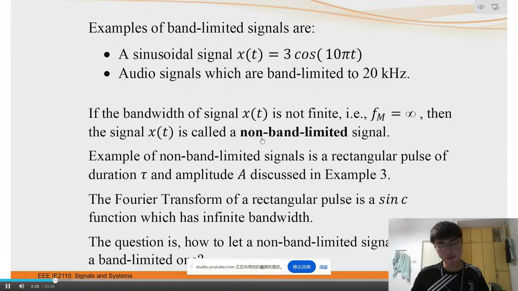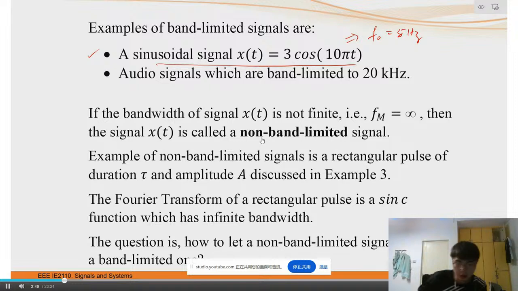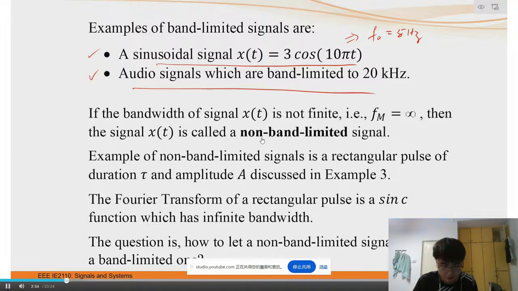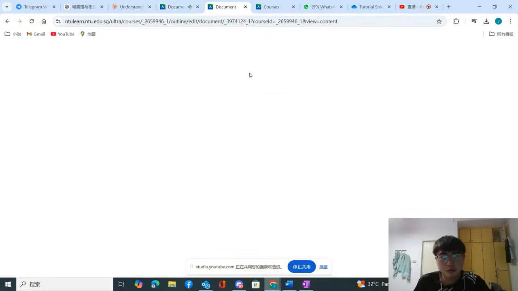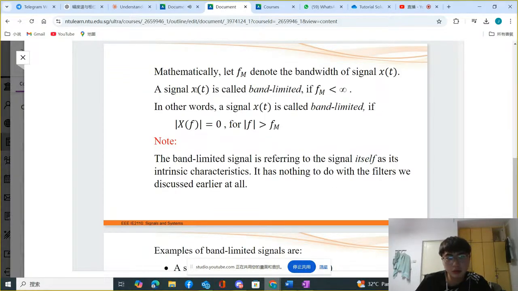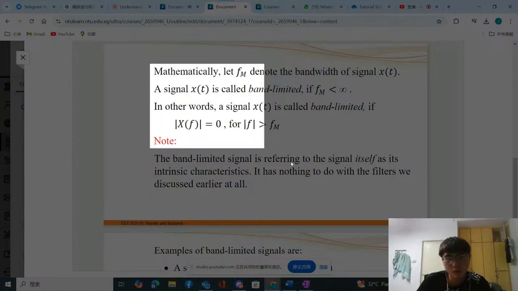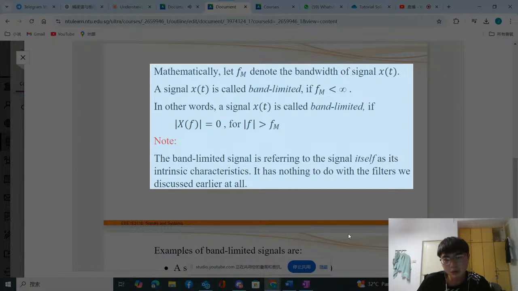band limited signals are, number one, a sinusoidal signal, in this case 3 cos(10 pi t). We know that the frequency here is 5 hertz if you represent it as 2 pi f t, so there's only one frequency component, which is a finite quantity. Another signal you are familiar with is audio signals, which are typically band limited with a bandwidth of 20 kilohertz. So the audio signal, with all the musical instruments, has a bandwidth of 20 kilohertz. If the bandwidth of a signal is not finite, say fm is infinity, then the signal is called non-band limited.